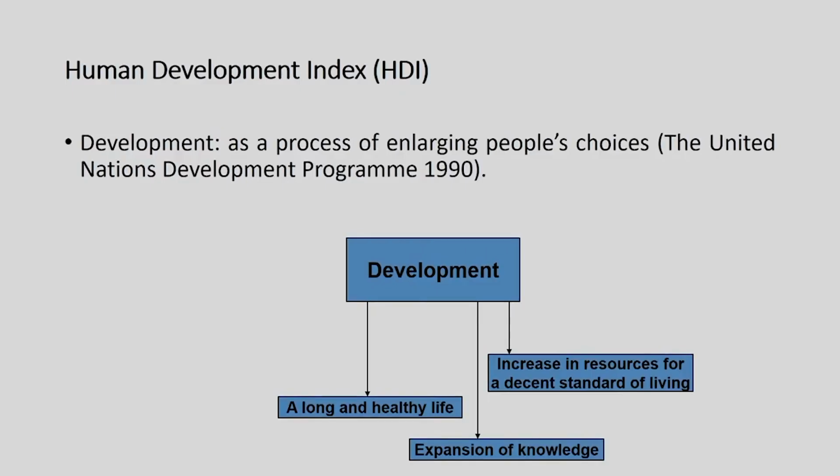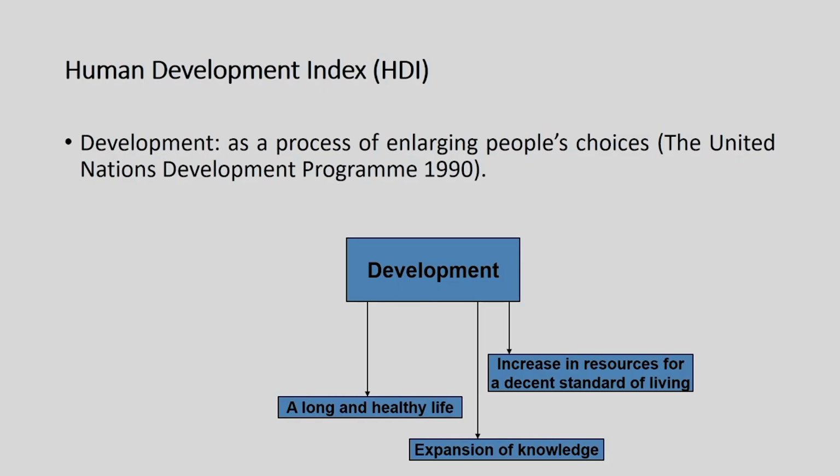Human Development Index further suggests that development is a process of enlarging people's choices, preferences. That's what the United Nations Development Program in 1990, UNDP, suggested, that you look at the Human Development Index. You must consider Human Development Index as one of the indicators of development.